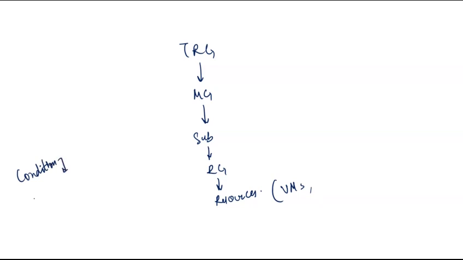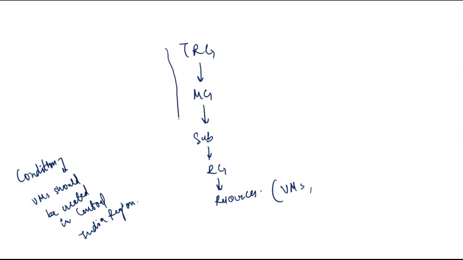The condition is all the VMs should be created in Central India region. That's it. And I want this policy to be followed starting from my management group or tenant root group until the end of the hierarchy, which is until resources. The policy should flow down. So, what do you think? Where should I create this policy? On which level? Any guesses?